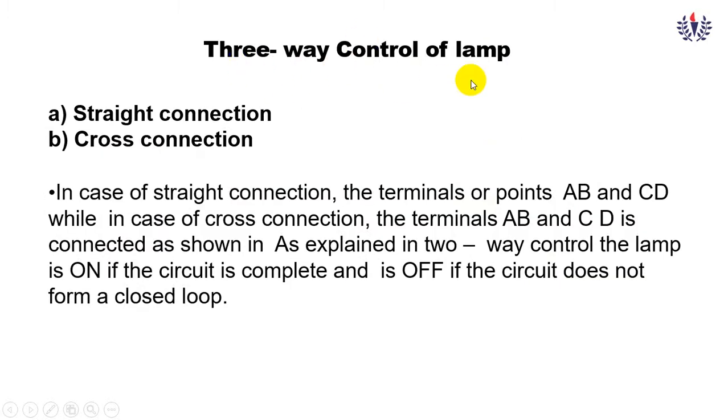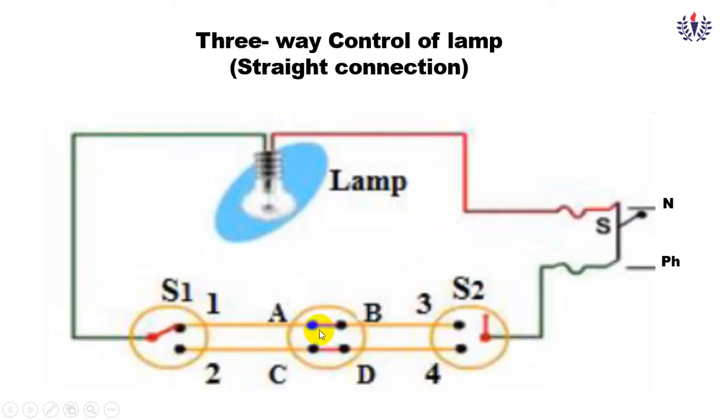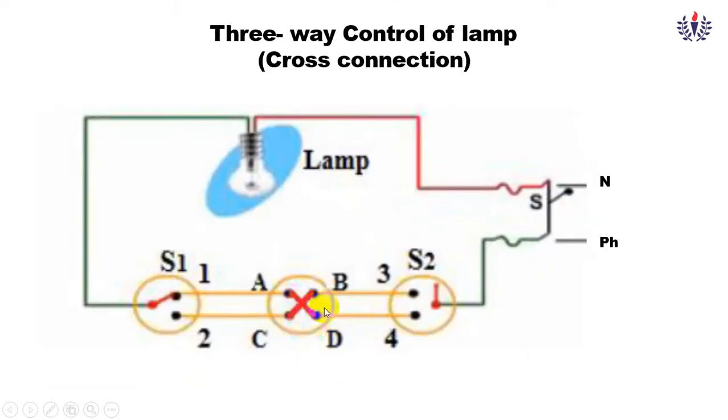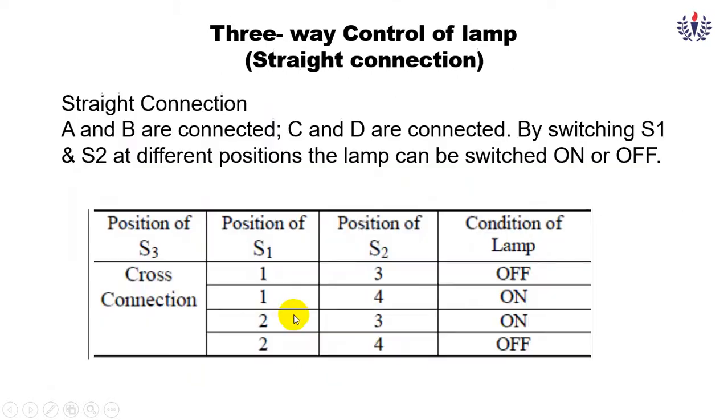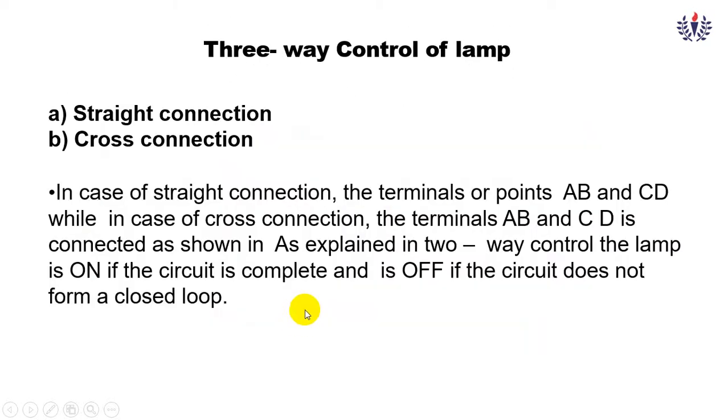Next one, three-way control of the lamp. Here we are using straight connection and cross connection. So actually this is the two-way connection. Here we are going to use two-way switches, three switches you are going to use. Here the points are A, B, C, D. If it is straight connected, this is one connection. If it is cross connected, it is the other connection. These both we are going to see now, that is a straight connection and cross connection.